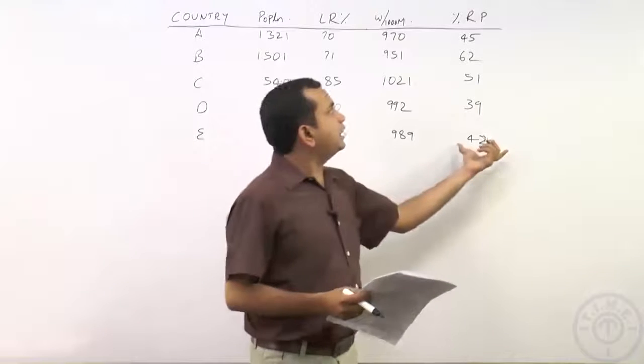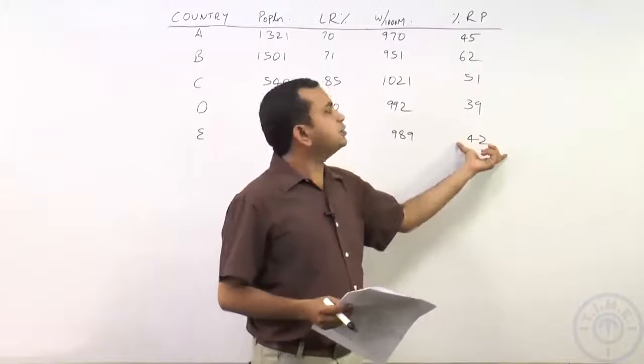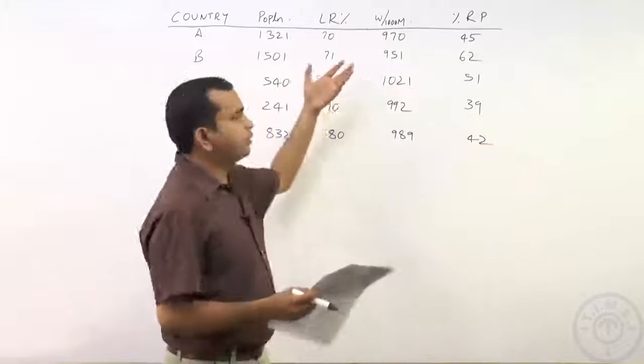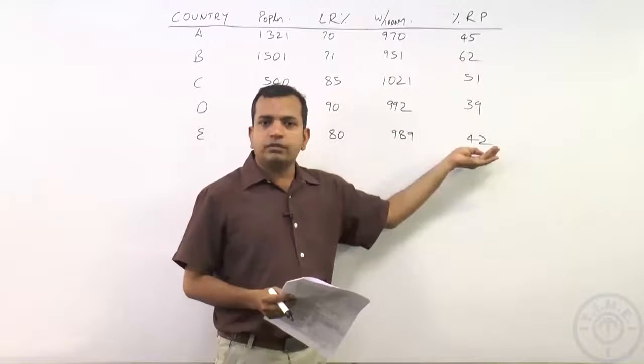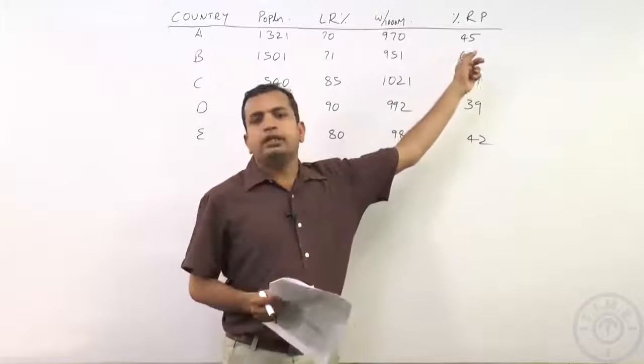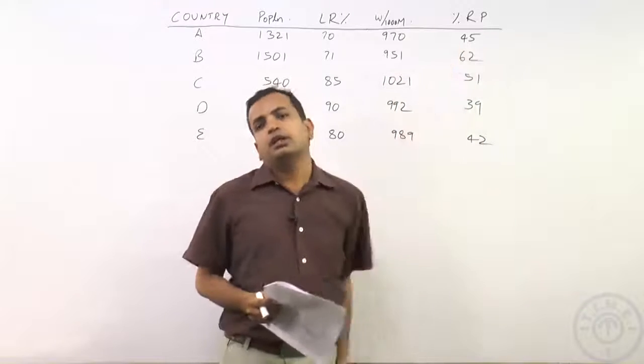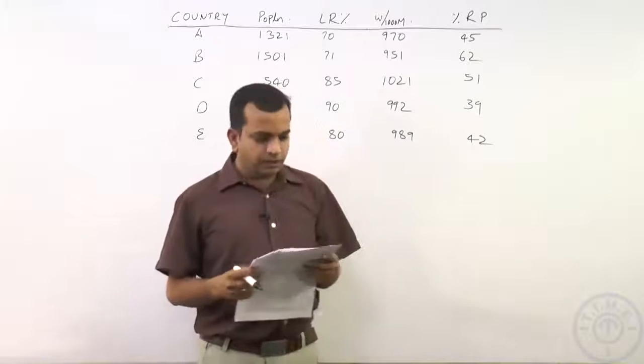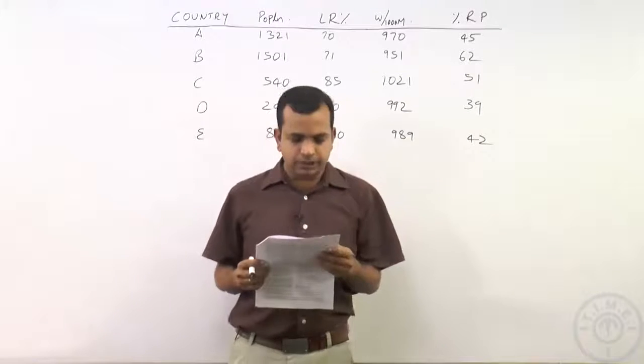Then we have the percentage of rural population, from which we can find out the rural population of each country, and also by subtracting from 100 we can find out the urban population. Now, let us look at the first question in this set.